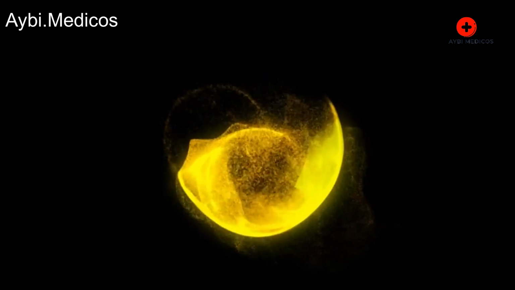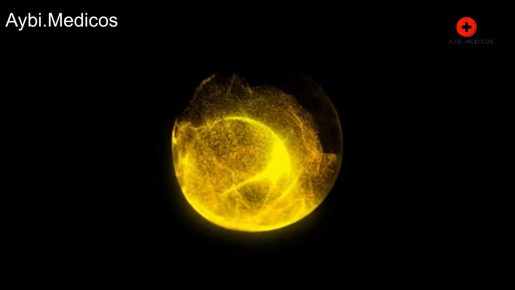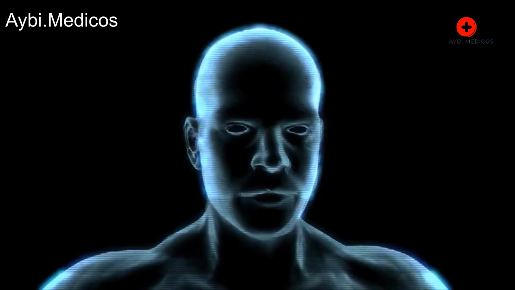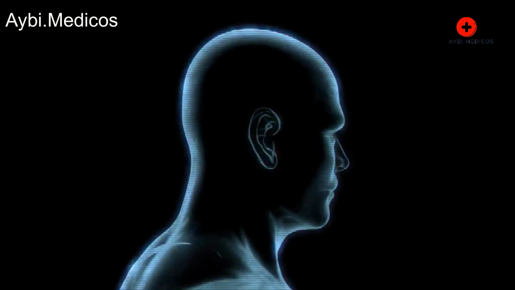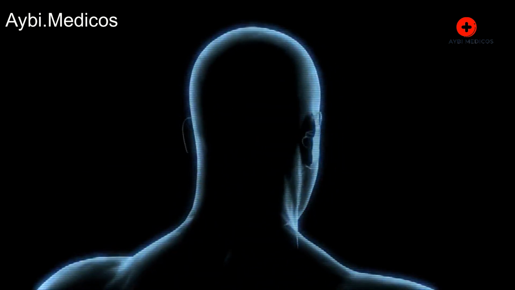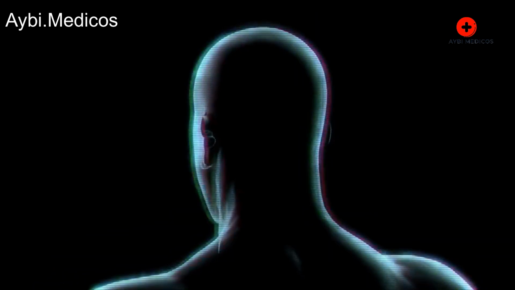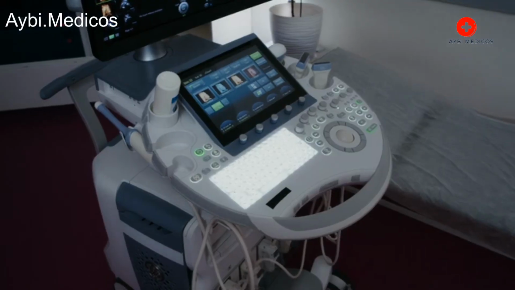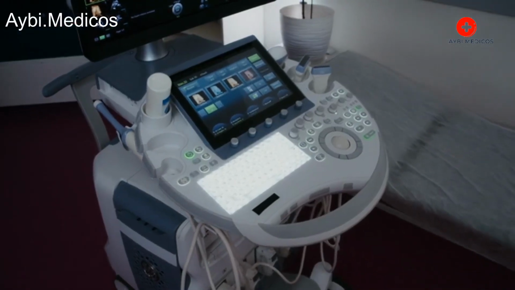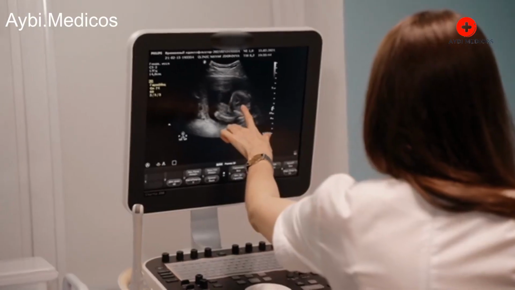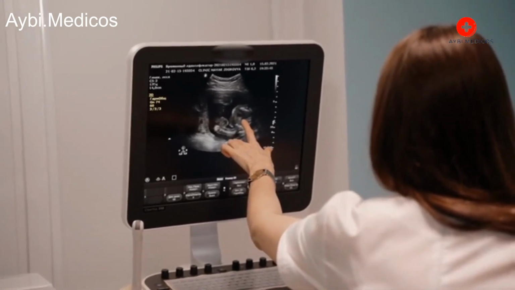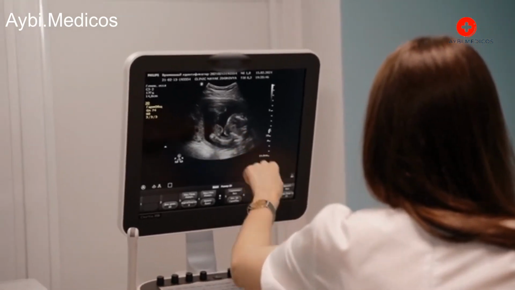Propagation and reflection. The sound waves travel through the body and encounter different tissues and organs. When they encounter a boundary between two different tissues, such as the boundary between muscle and bone, some of the sound waves are reflected back to the transducer. Echoes. The reflected sound waves, known as echoes, are detected by the transducer. The time it takes for the echoes to return provides information about the distance between the transducer and the tissue boundary.